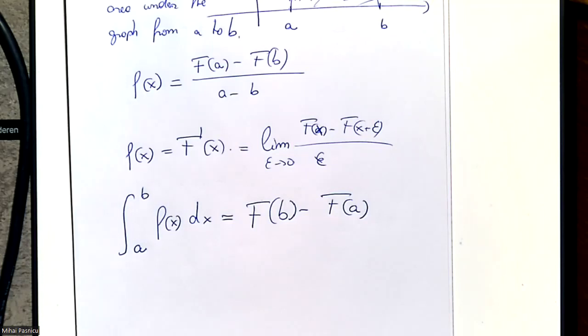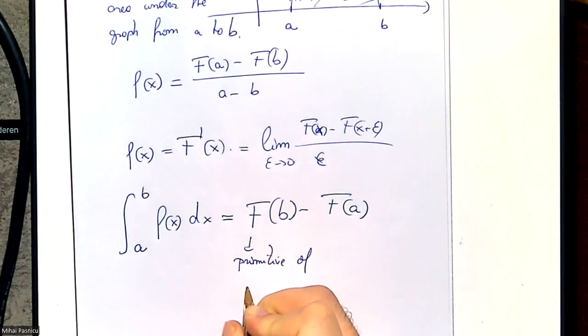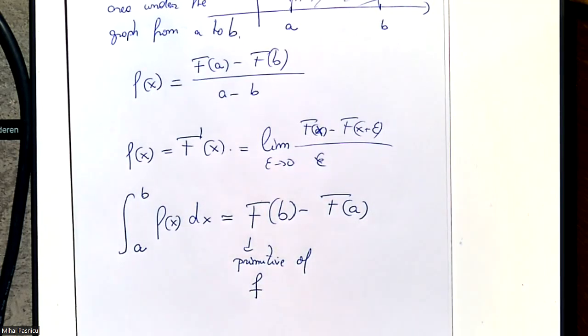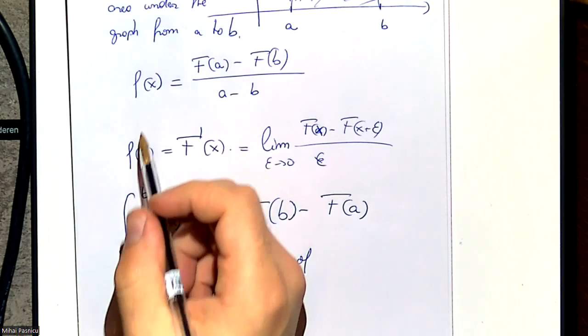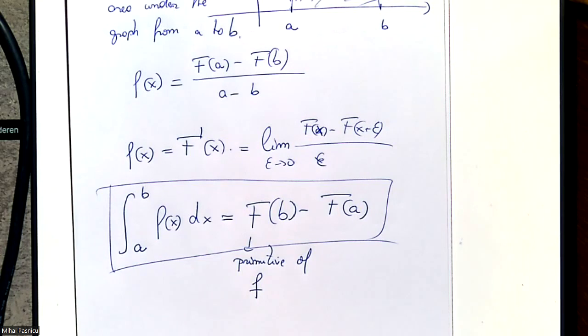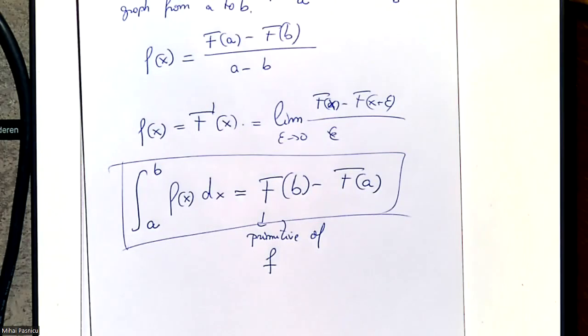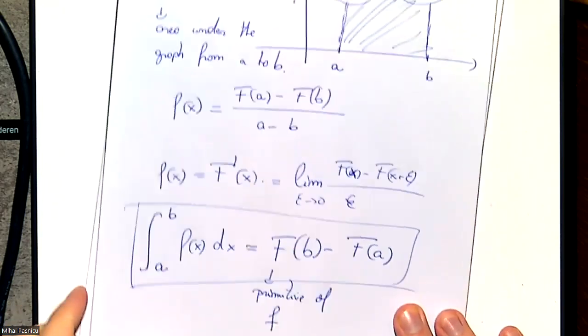Okay. Where again, this F is the primitive of small f. Okay? Everything that I wrote up top doesn't matter. This is very important. Okay. Let's see. Now, I'll give you some properties and then we'll see how it works. Okay. Some properties of this are.